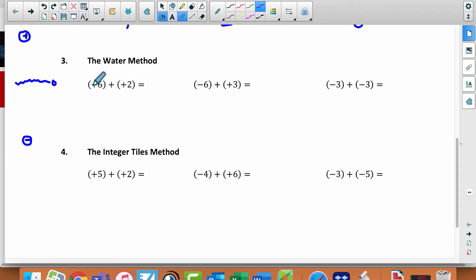So if you have plus 6, that means you're 6 above the water. You're up here 6, I don't know if you're floating up there or what you're doing, but you're 6 above the water, and then you're adding another 2. You're going another 2 above. Another 2 here. Where are you at now? You're now 8 above. So positive 8 would be your answer.